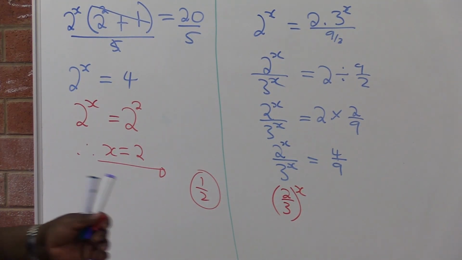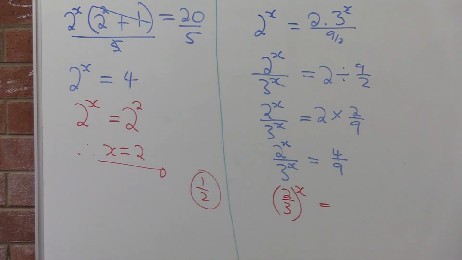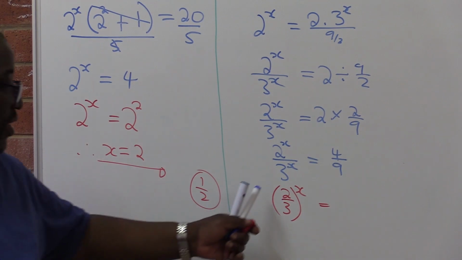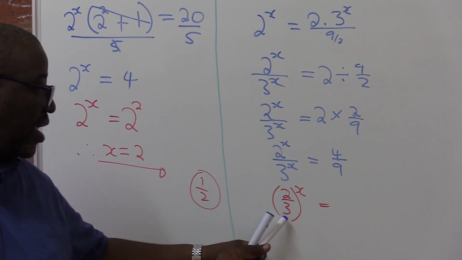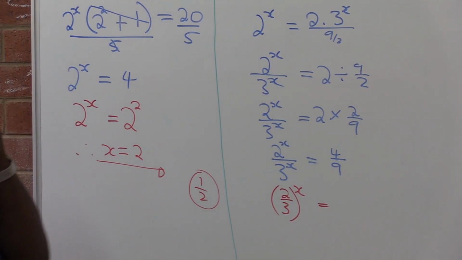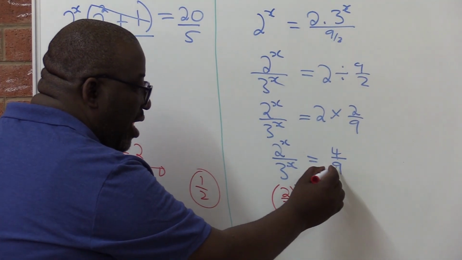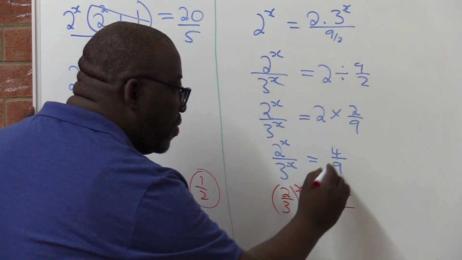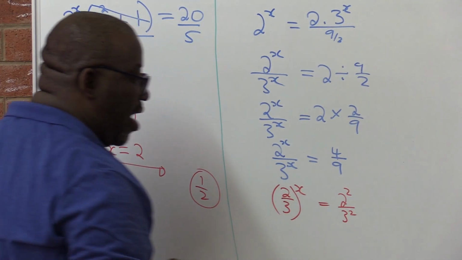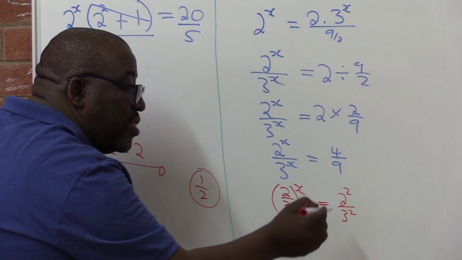Remember, our x in this particular case is the exponent. So what is it that we must try and do? We must try and make the bases the same. We've got this to the power x, in other words, this base is 2 over 3. Can we make that 2 over 3? Yes, we can. What is this? This is 2 to the power 2 over 3 to the power 2. 2 is to the power 2 and 3 is to the power 2.